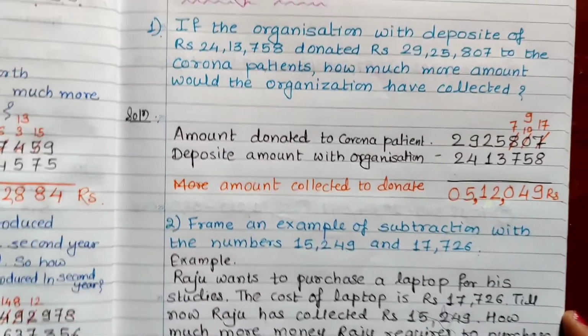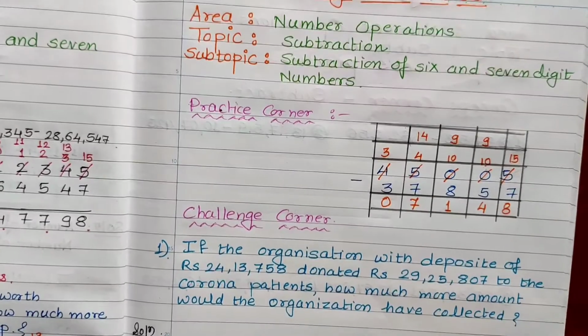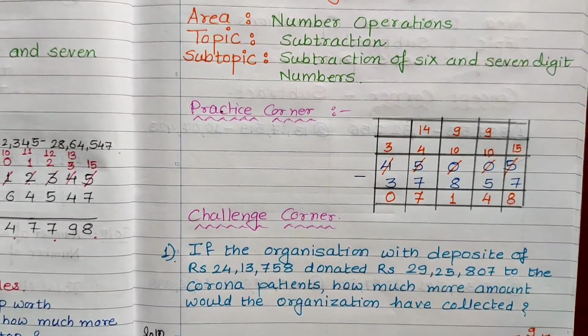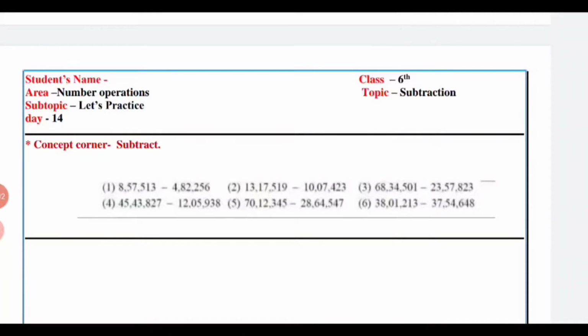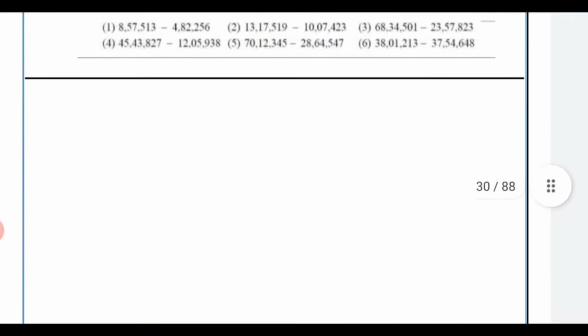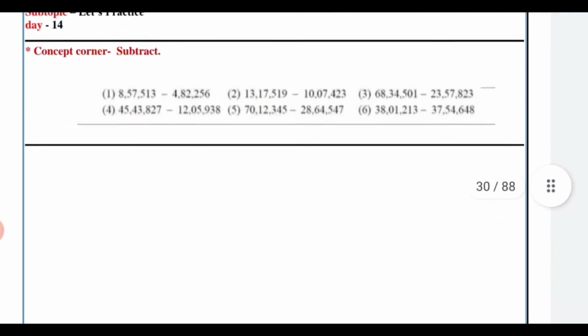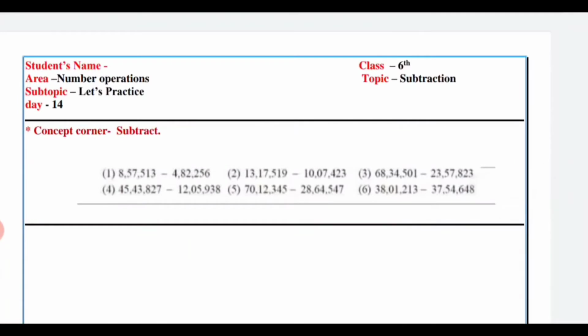So we have completed our activity sheet number 13. Now we will go on the next day. So now this is day 14. Day 14 is again dealing with area, number operation, and topic is again subtraction, and that's why we are continuing day 14 in this same video of subtraction. Subtopic is let us practice. So that means we have to practice the given examples. You all have learned how to subtract. Now practice these examples. 6 examples are given to us in the concept corner for subtraction. So we will be solving these 6 examples in the notebook. So let us continue in the notebook.